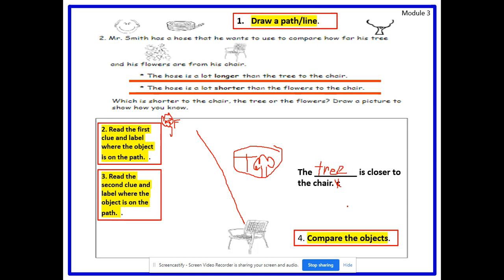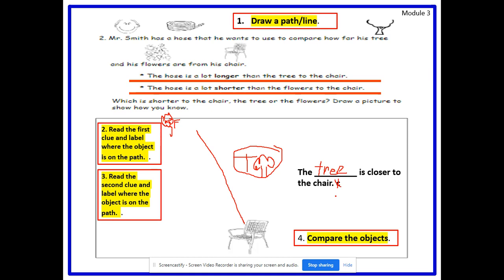You don't have to write your statement right now, but make sure that when we do it on Pear Deck or when we are working it out on our end of module, even though you draw the picture, you circle which one's closer, and you also write a statement saying the tree is closer to the chair, or whatever the question is asking you.